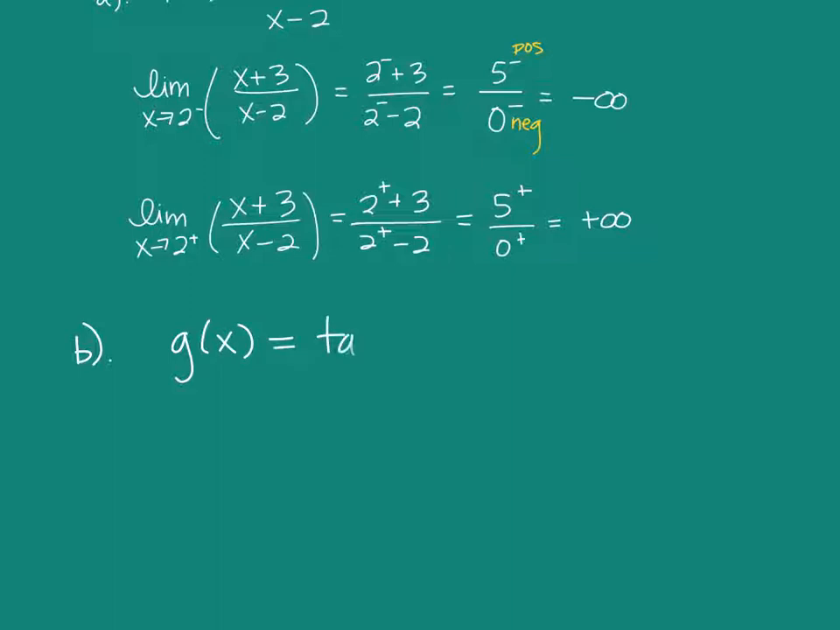G of x equals tan x. You already know that tan x has lots of vertical asymptotes over and over and over again. You learned that. But we're going to prove it using limits.